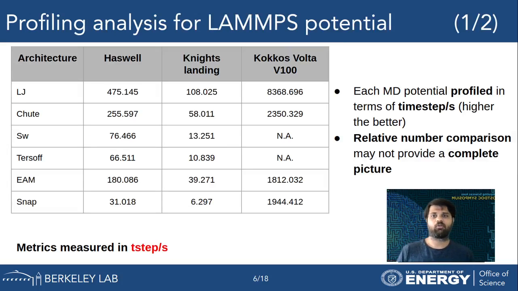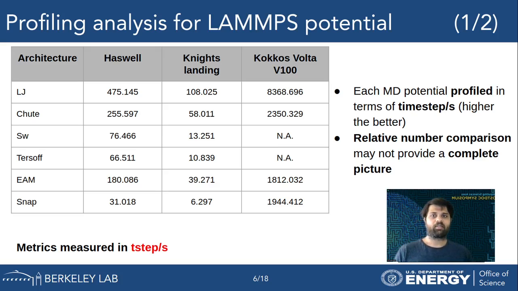And to give you a conventional idea of how these potentials compare, a good metric to go by was the number of time steps that are possible per second using each of these potentials. As you can see, Lennard-Jones, being the simplest, gives you 470 time steps per second, compared to the current state of the art, SNAP, which is just 31.018. However, I should warn you that the relative number comparison does not really give you a good idea of what potential is really the best.